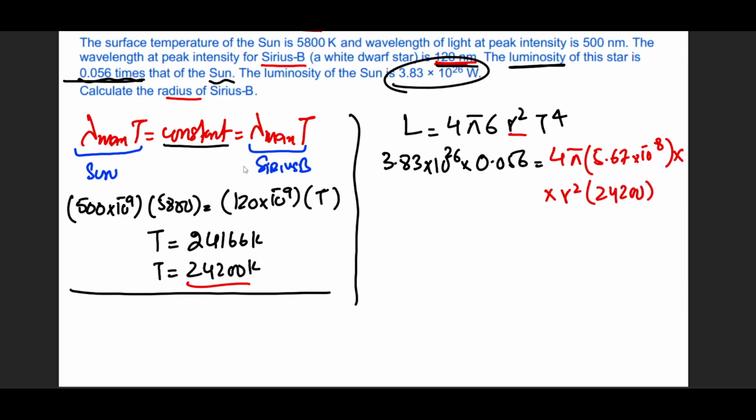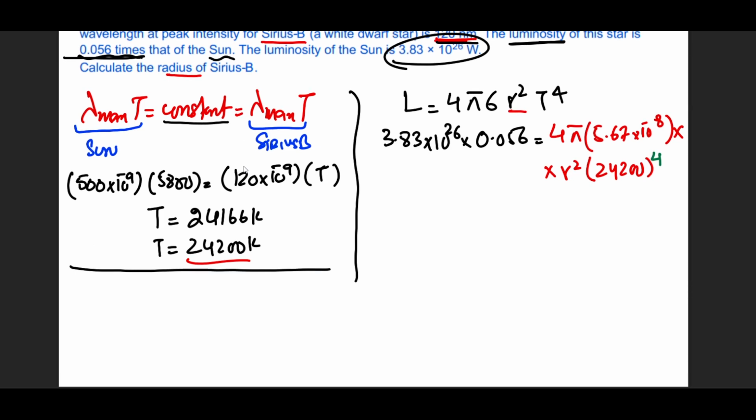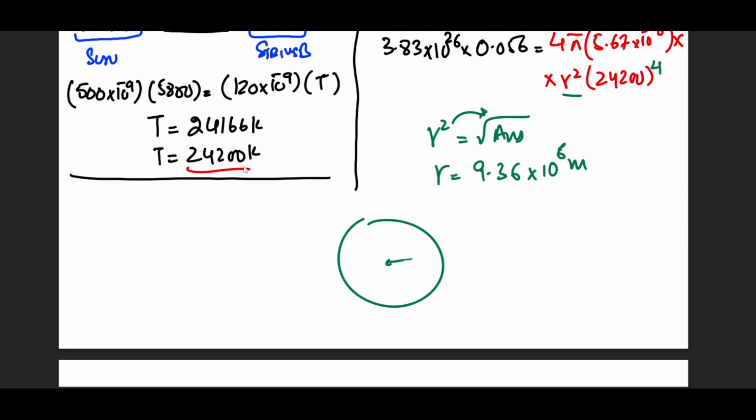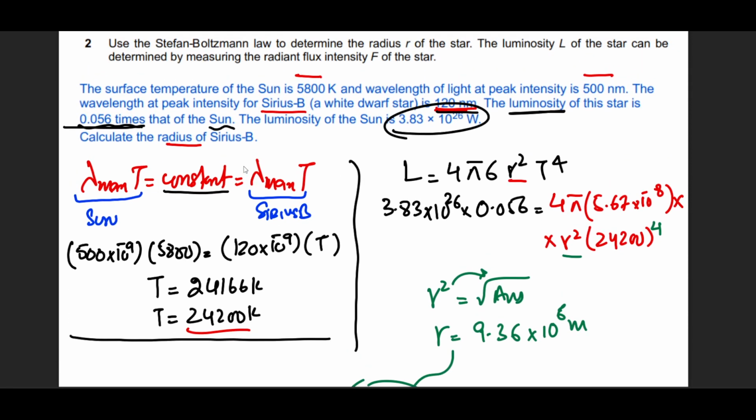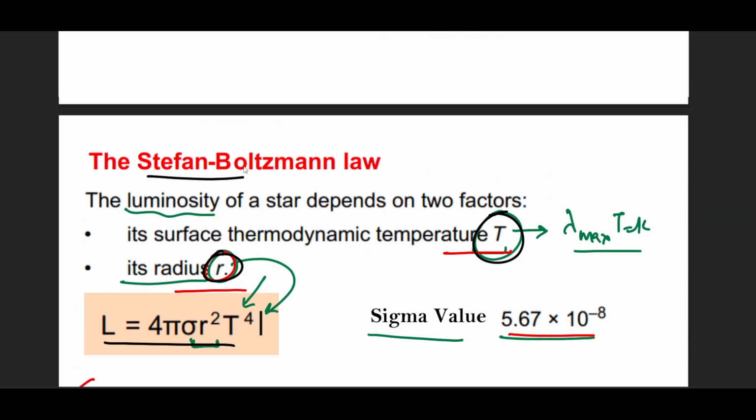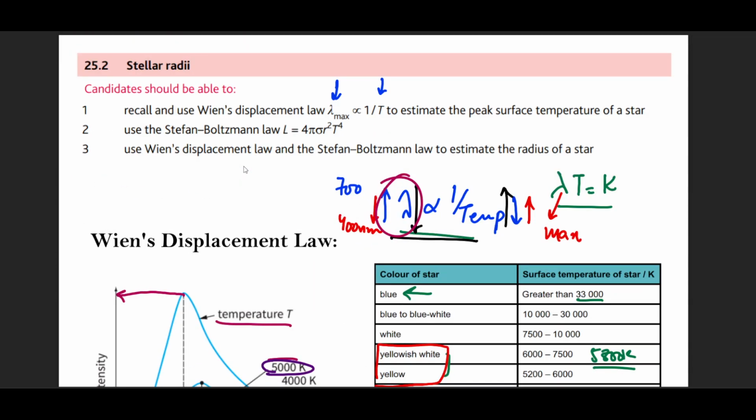But please be advised, this has a raised to power 4. Make sure that you take care of the values. Now, at the end, R is going to be squared, so whatever answer you have, please don't forget to take the square root. Your R is going to come out as 9.36 into 10 raised to power 6 meters, which means that the radius of the star is this much, and its luminosity at the surface is 0.056 times that of the sun. So that is how we use the Stefan-Boltzmann law to find out the radius of the star.